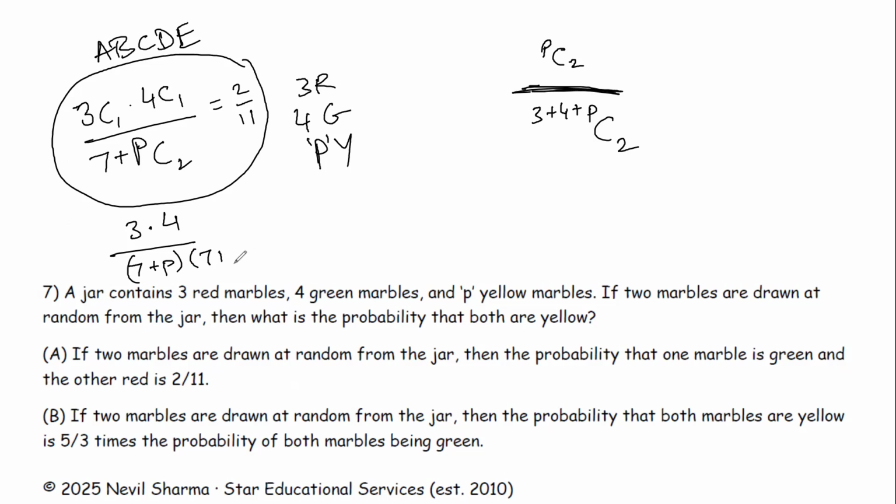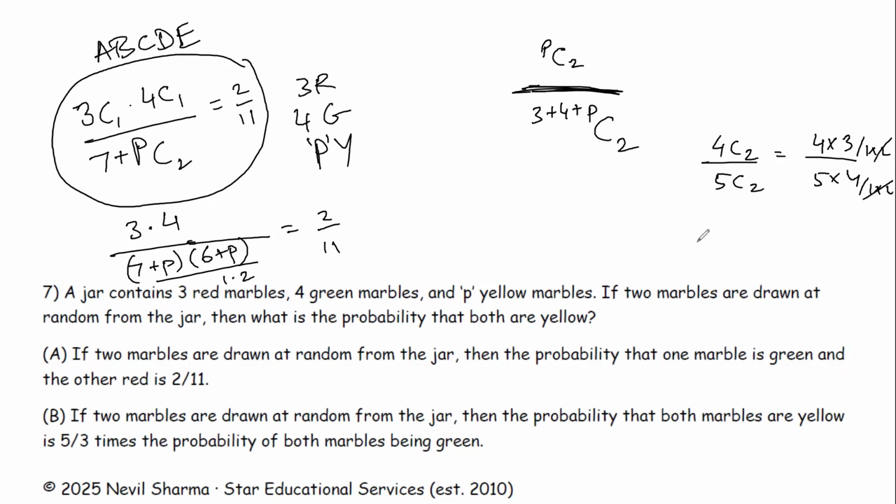So those who are wondering how it is 6 plus P, I'll just show it to you. And this whole thing upon 1 into 2, right, is equal to 2 by 11. Suppose both were green, suppose 4C2 upon 5C2, let's say. Then this is how it would work out, 4 into 3 upon 5 into 4. And the division by 1 by 2 on both sides would cancel out, correct? So therefore 5 reduces to 4, so 7 plus P would reduce by 1 and become 6 plus P. Out here, the division of 1 by 2 didn't work because it is 1 and 1, right?